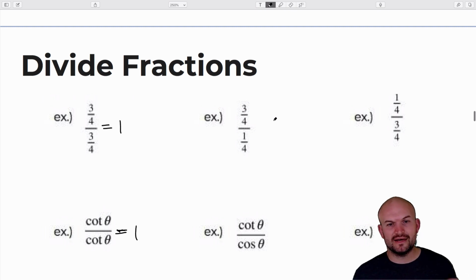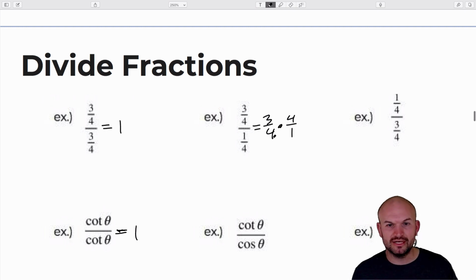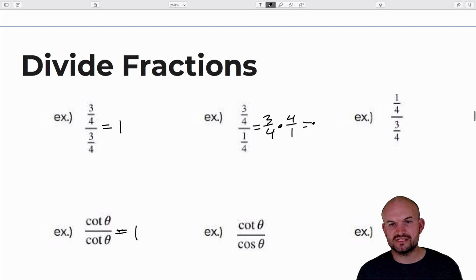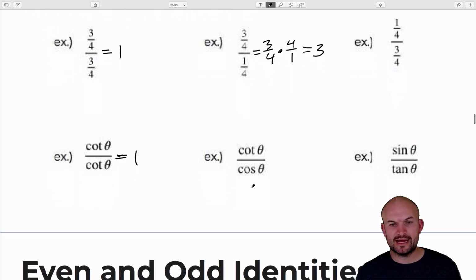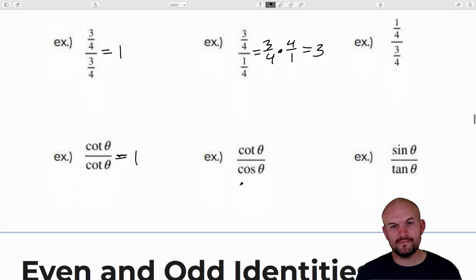Done. Now in this case, if you have 3/4 divided by 1/4, we can just rewrite this as 3/4 times 4 over 1. Why do division when we can just write it as a multiplication of the reciprocal? And therefore you can see that the answer is just 3. So again, since I'm more familiar with multiplication, I like that a little bit more, and it's a little bit easier.